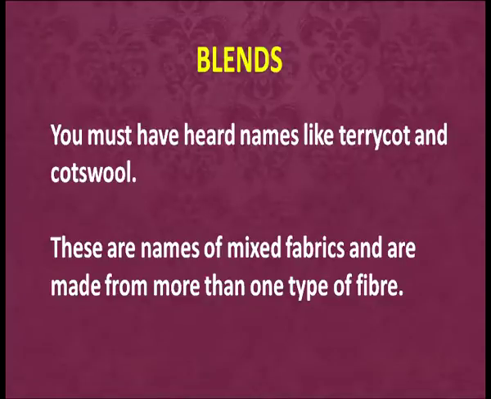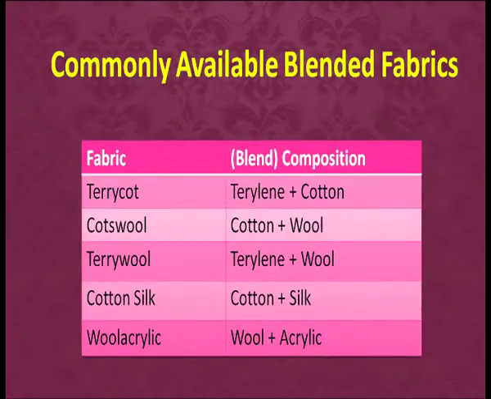Exactly. The mixed fabrics that are made from more than one kind of fiber are known as blends. As we will discuss later on, blends have been created because of certain properties that they have, certain needs that we had. So ma'am, as you have just told us, terricot is a blended composition of terylene and cotton. Cot wool is cotton and wool. Cotton silk is cotton and silk. Wool acrylic is wool plus acrylic. These are some examples of blends, and there are many more in the market, as the technology is evolving day by day. There is no dearth of options in the market. There are many more, but these are the commonly used blends.